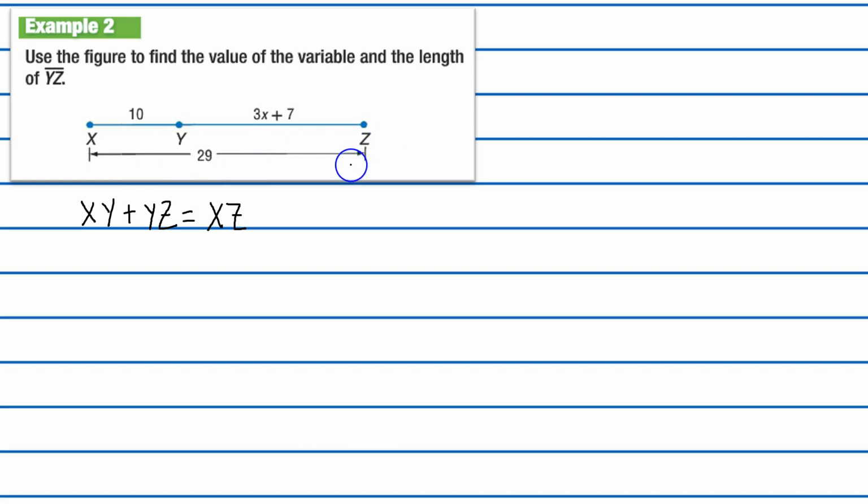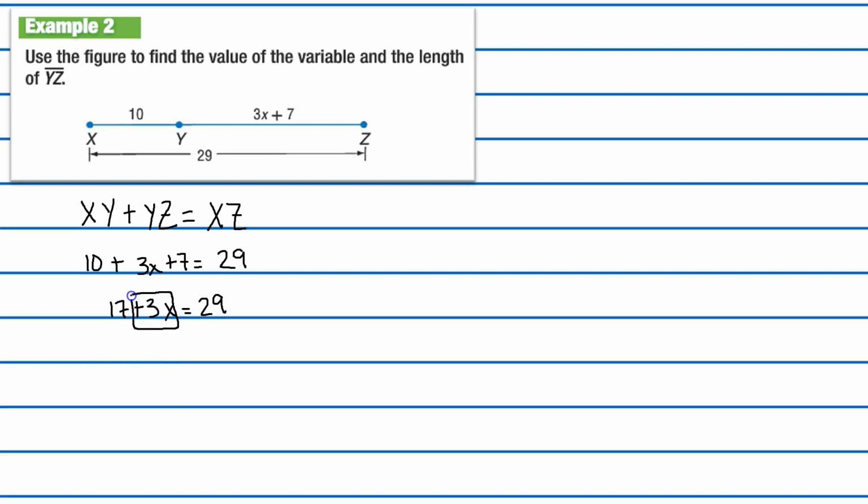Now let's substitute what we know. XY we know is 10. Let's plug that in for 10. Plus YZ, which we know is 3x plus 7, is equal to XZ, which we know as a whole is 29. Now we're going to simplify this. 10 plus 7 is 17, plus 3x is equal to 29.